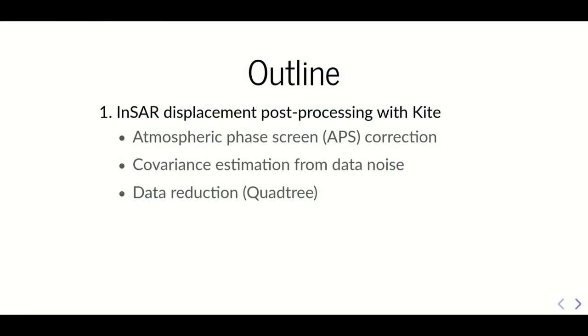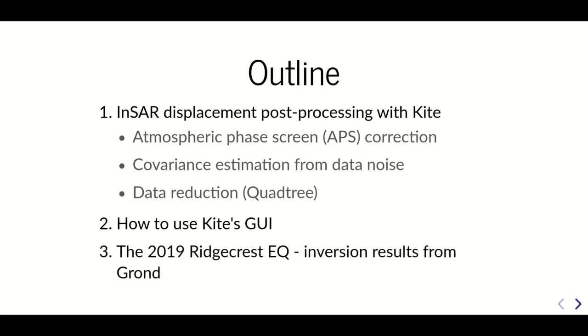First, we'll look at surface displacement processing with Kite: the atmospheric phase screen correction, data noise analysis, and the data reduction using a quad tree compression. Then we will see how we can use Kite's powerful GUI to inspect and manipulate the data. And lastly, we will integrate the dataset into Grond, which is an earthquake inversion framework, looking at example data from the 2019 Ridgecrest events.